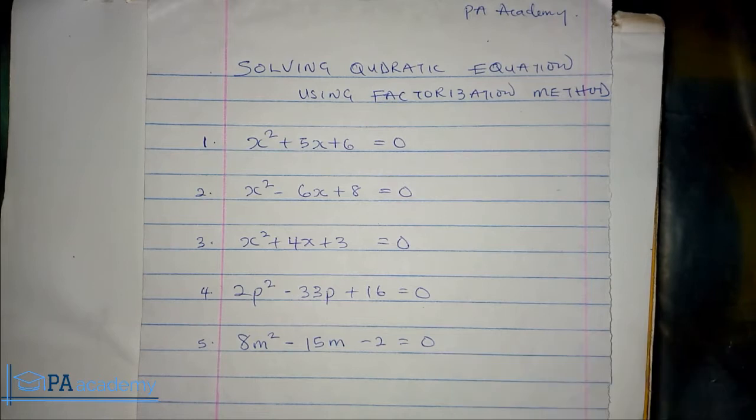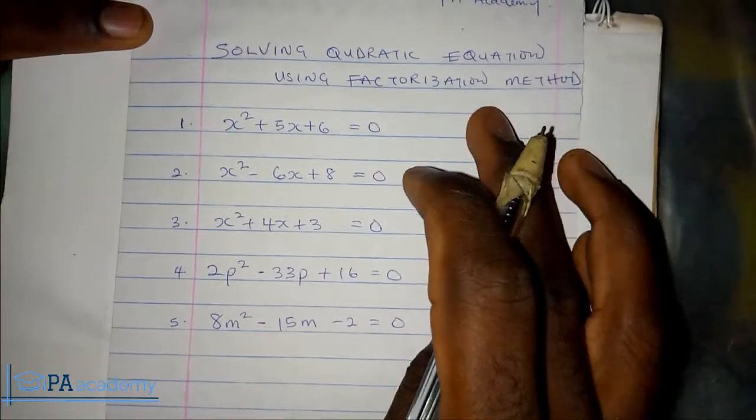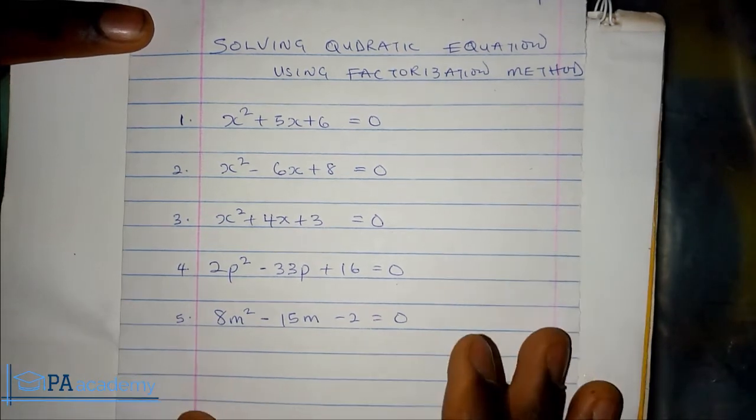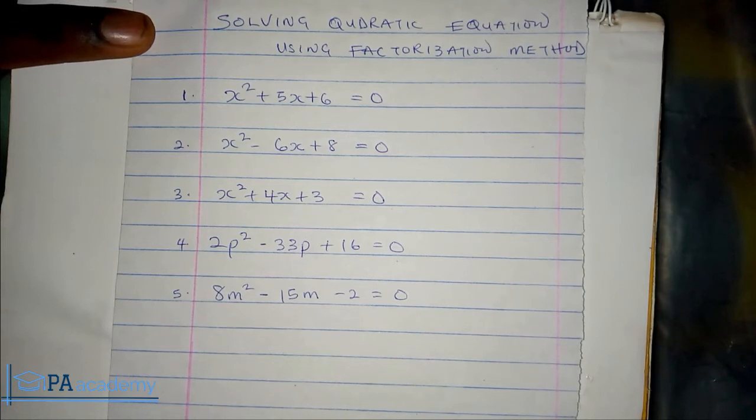So in this part 2, we are going to be looking at how to solve a quadratic equation using factorization method. So I say solving quadratic equation using factorization method. Factorization method, like I said earlier in part 1, is one of the 4 different ways of solving quadratic equation. So these are the examples I'm going to be using to explain factorization method of solving quadratic equation.